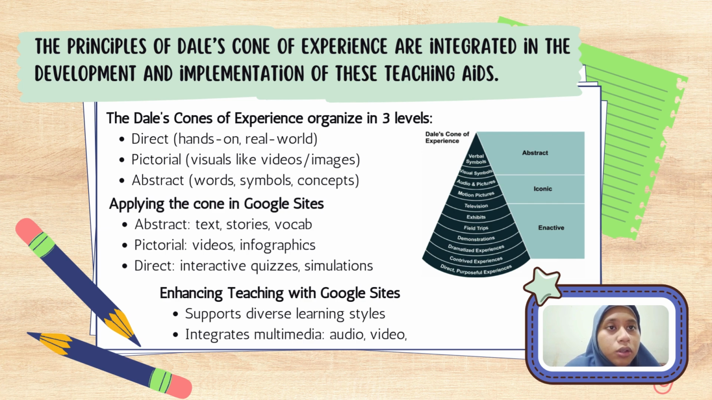In the middle are pictorial experiences, using visuals like videos and images to represent ideas. At the top are abstract experiences, where students interact with content through words, symbols, or written concepts. These levels align well with Jerome Bruner's theory of learning, which includes enactive, learning by doing; iconic, learning by seeing; and symbolic, learning by thinking and using language.